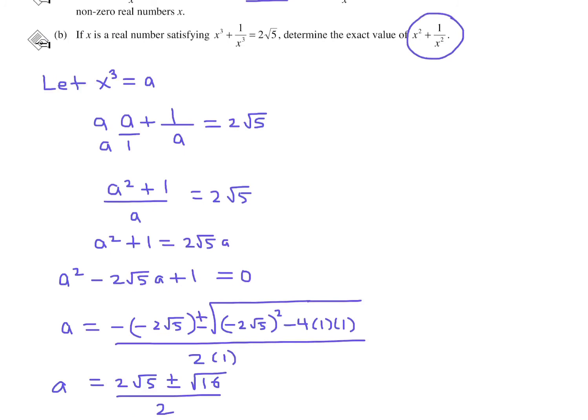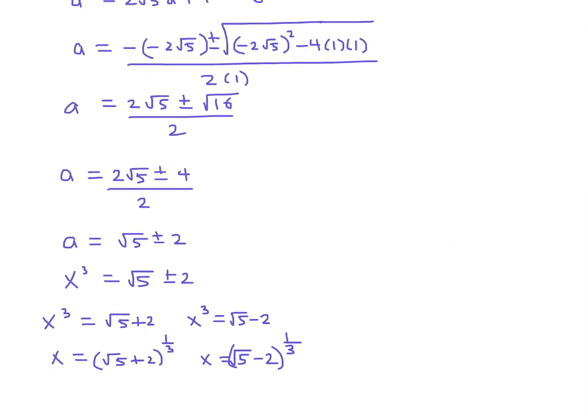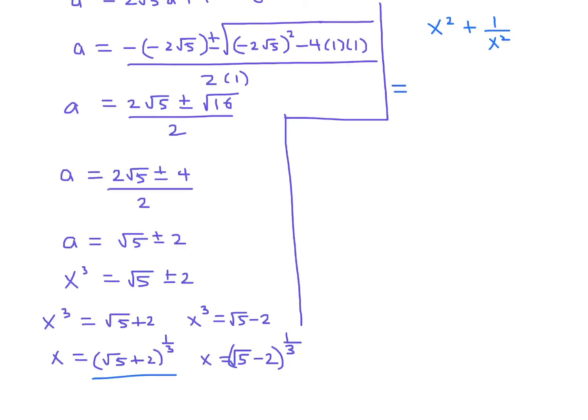X squared plus 1 over x squared. Let's see what we get. We have to figure this out now. I guess we can just substitute it directly; there's no reason to simplify. Let's first start with root 5 plus 2 to the power of 1/3, and this is all squared, plus 1 over root 5 plus 2, all to the power of 1/3, and that's all squared. I guess you just take out your calculator and figure this out.